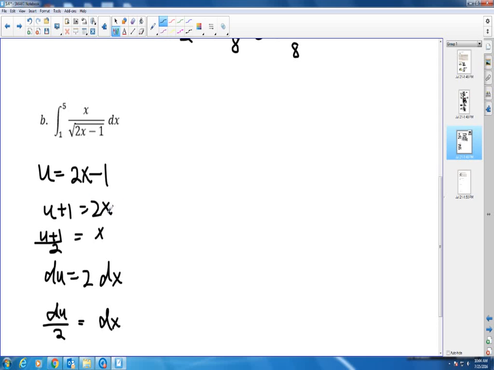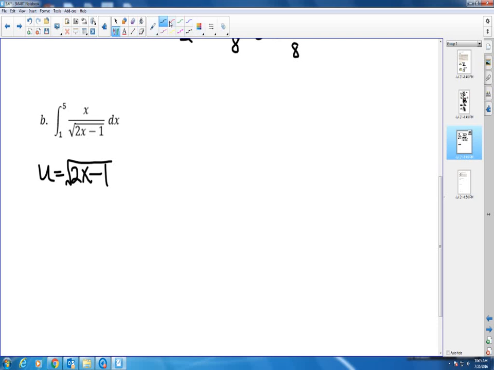What happens if this time I let my u equal to square root of 2x minus 1? Alright, in that case, again, I want to deal with that x, so I still need to solve for x. So here I can square both sides. So that's u squared equal to 2x minus 1. Alright, so that will become u squared plus 1 equal to 2x, and x equal to u squared plus 1 over 2.